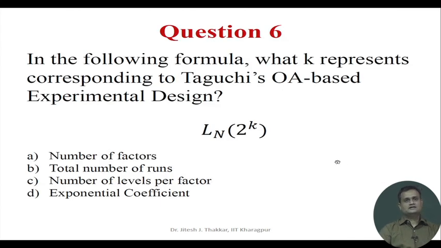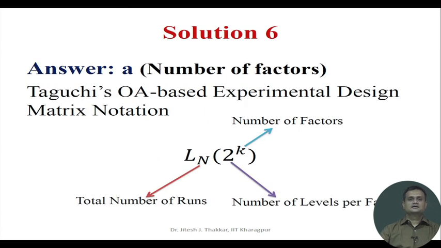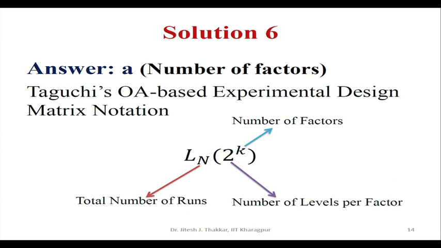Now here is a formula, and you are supposed to identify what K represents corresponding to Taguchi's OA based experimental design, and the answer is represented like this: L n, n is the total number of runs, 2 is the number of levels per factor, and K is the number of factors.